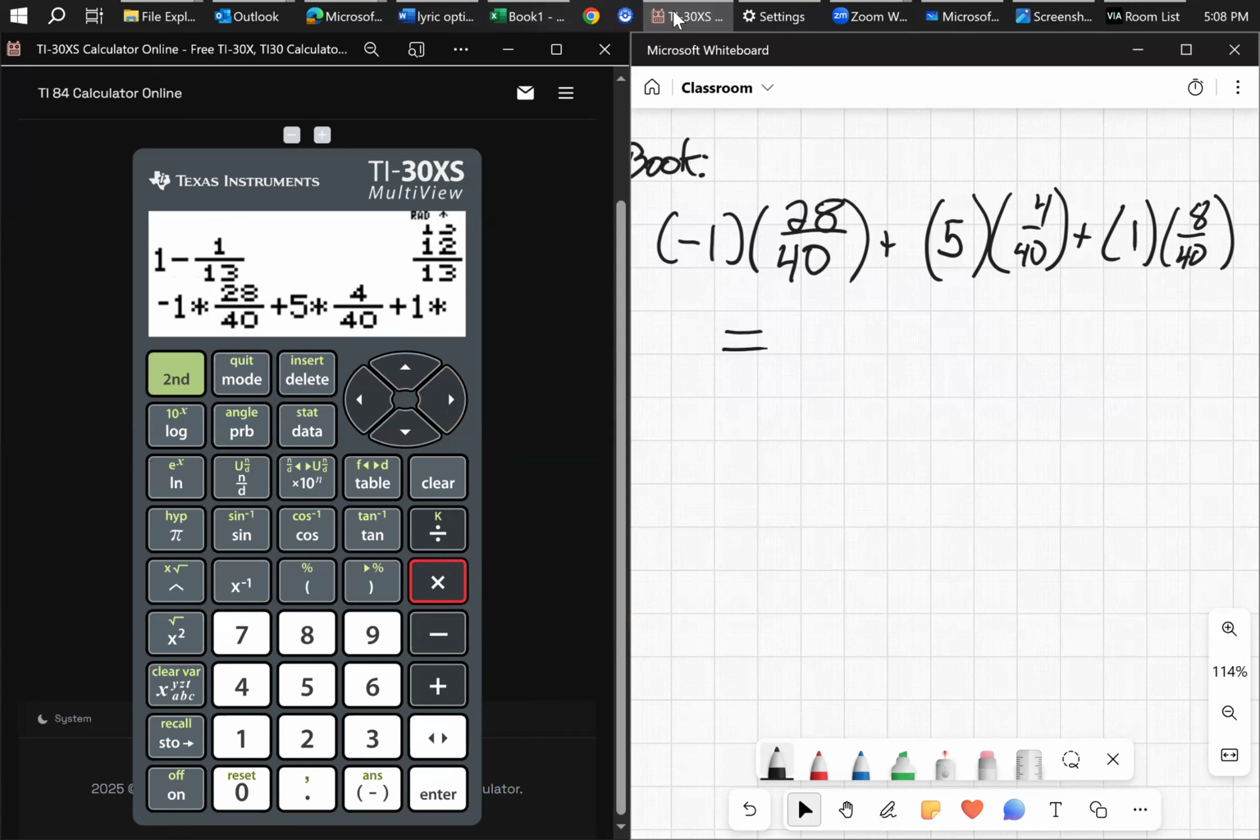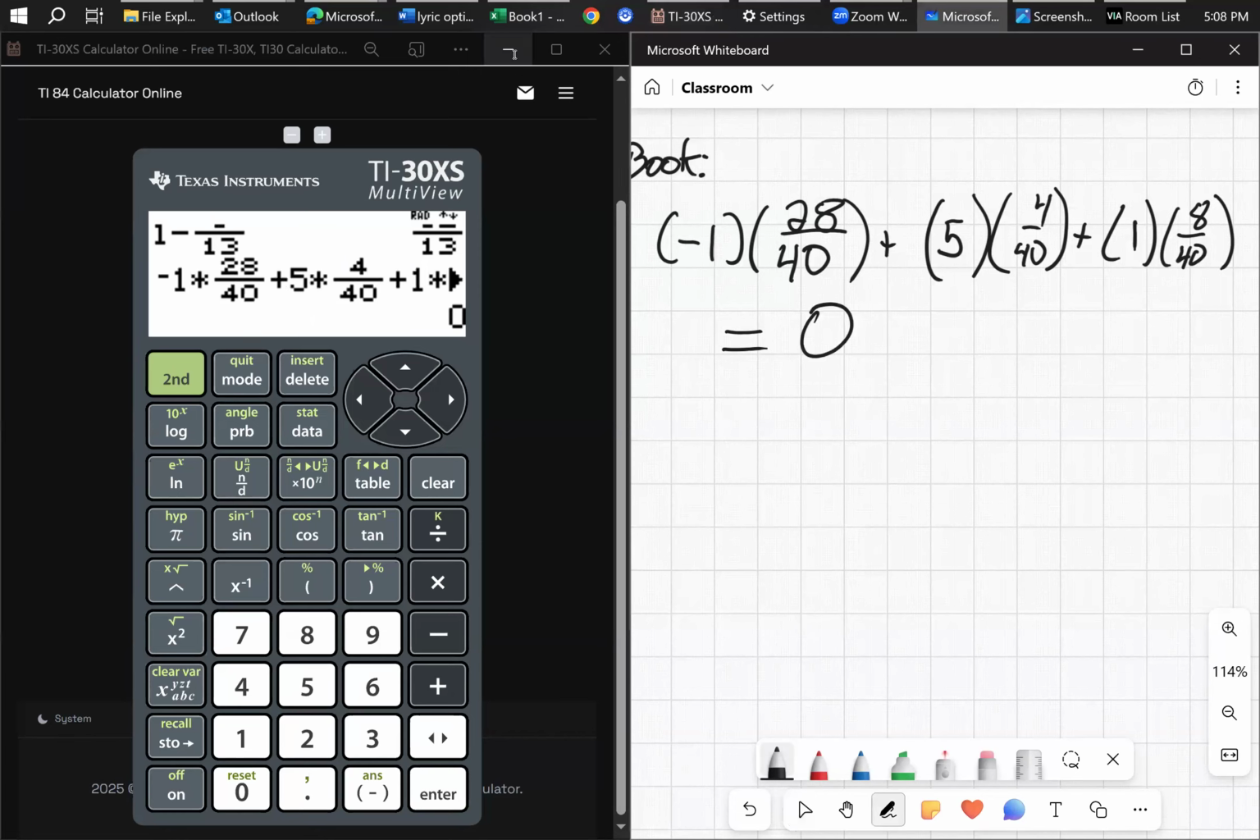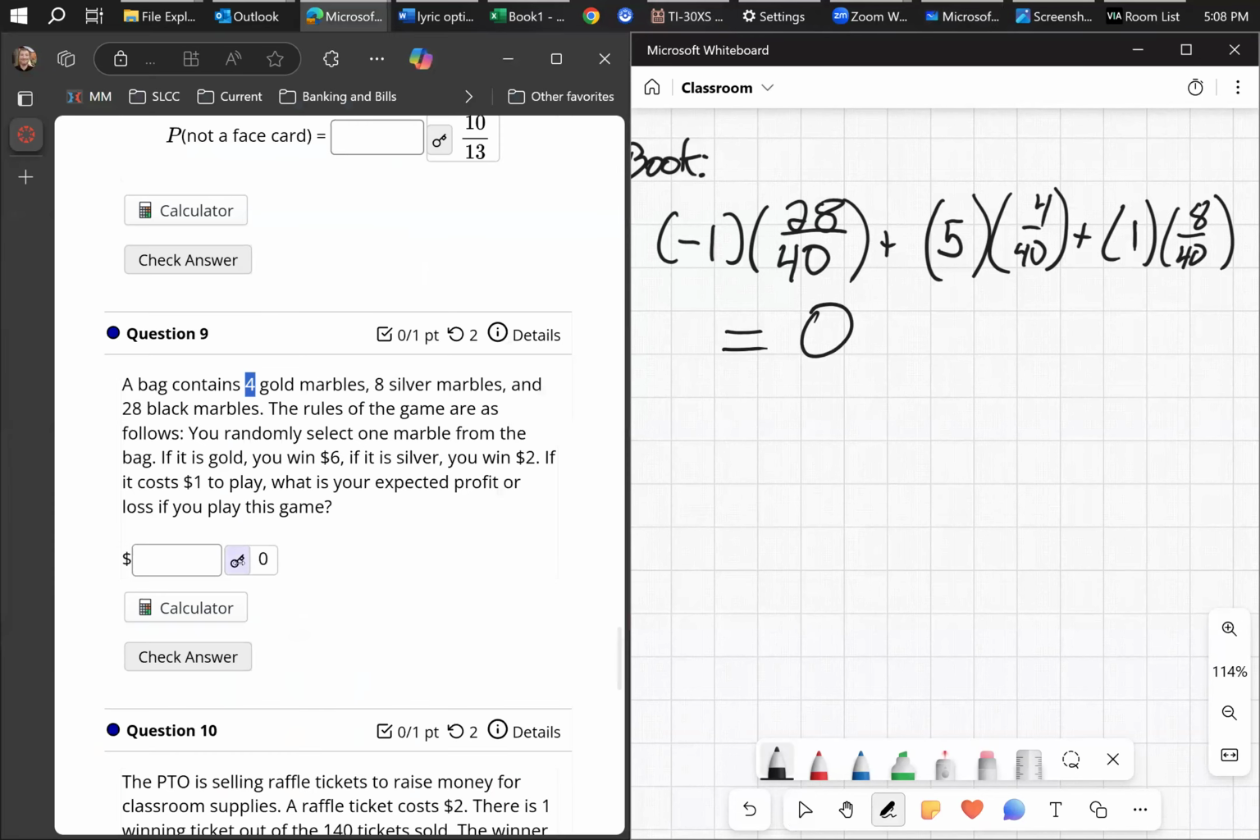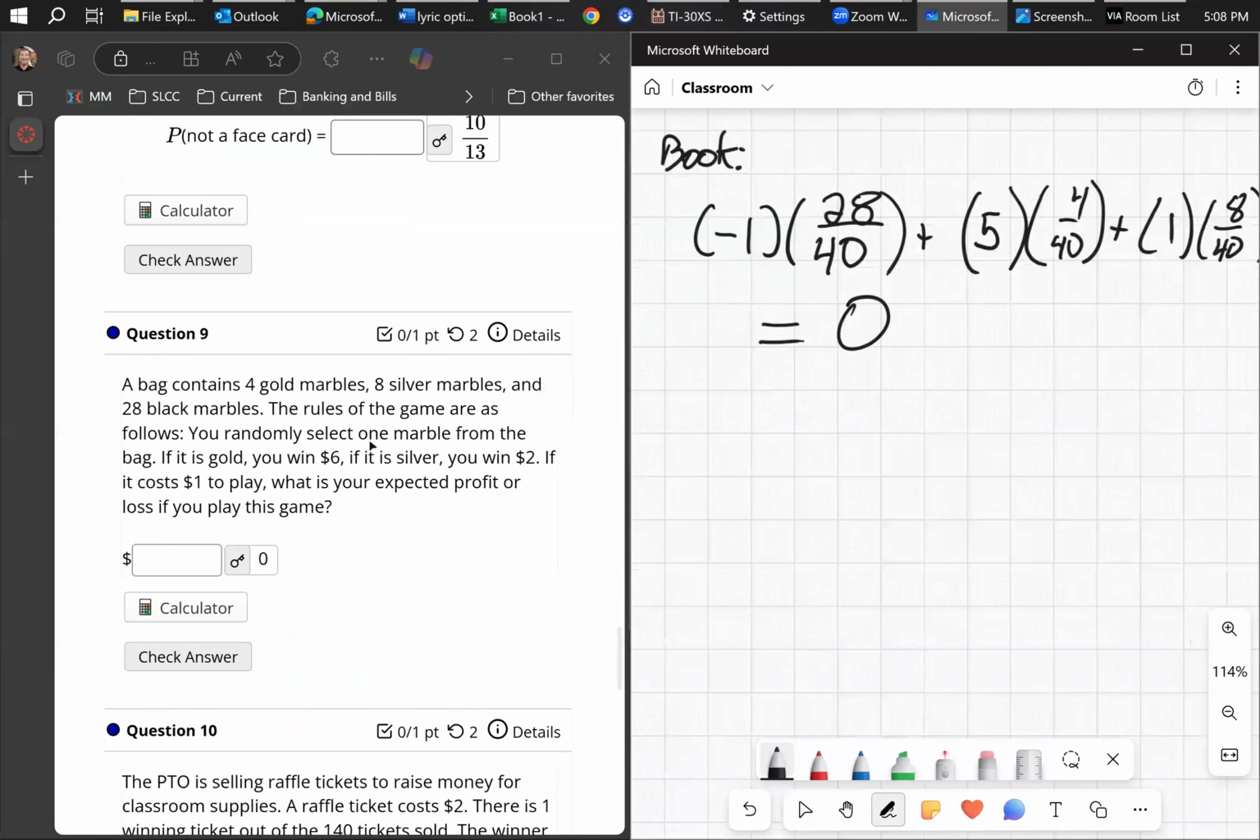I don't know why I did that 1, but at least you can now see it's all entered correctly. Really, 0. That's very unusual. This is a perfectly even game. You play it forever and not win or lose money. Not usually a 0, but this is kind of random. This is the approach that I teach as well as the book's approach.